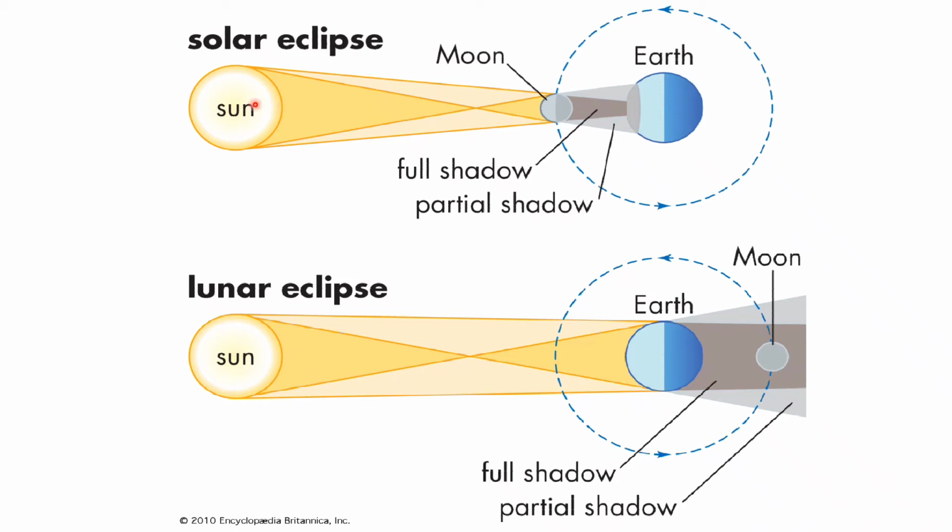So again, we have solar eclipse and we have lunar eclipse. This is the sun, this is the earth, and this is the moon. Since the moon is orbiting the earth, this is the orbit. So there are times that we will experience a solar eclipse and times when we experience a lunar eclipse.